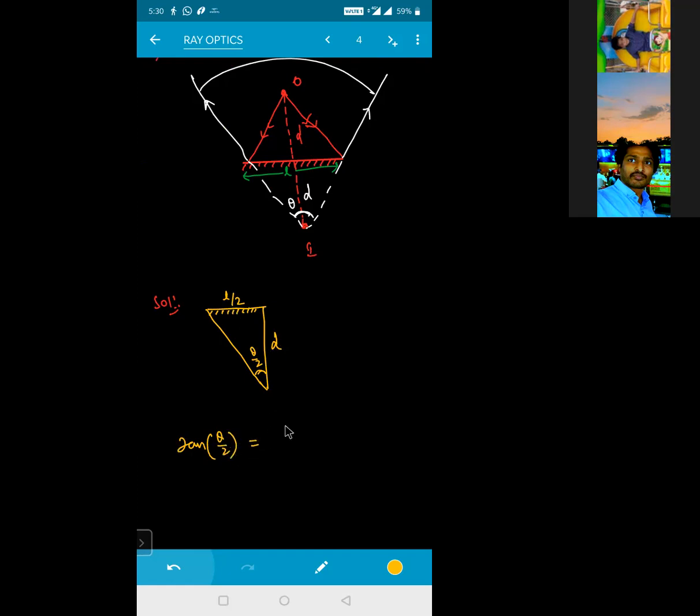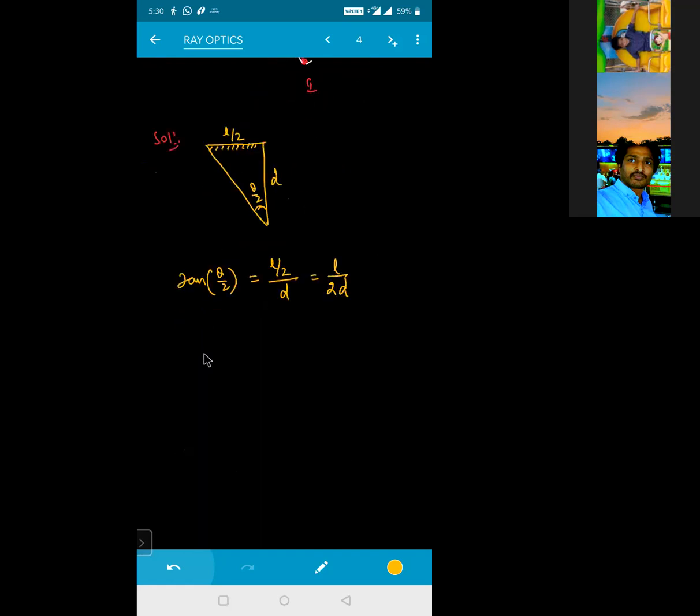L by 2 divided by D, which is your L by 2D. So theta by 2 will be equal to tan inverse of L by 2D. So theta will be equal to 2 times tan inverse of L by 2D. So this is your field of view.